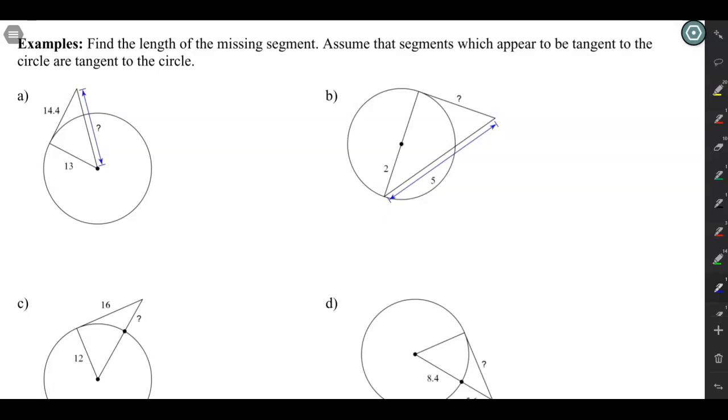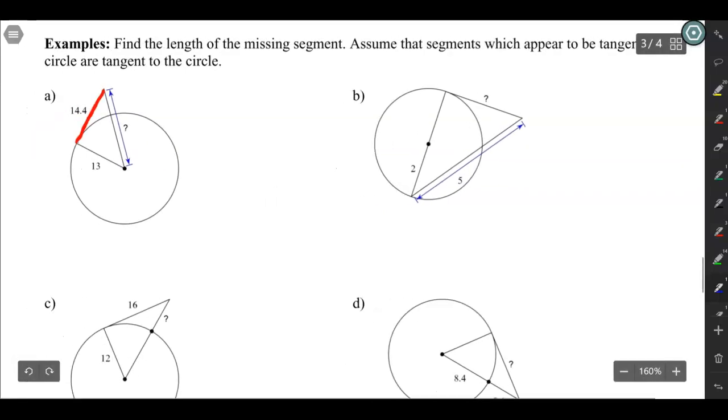So if you look at example A, this piece right here, this piece of the triangle, that looks like it's tangent to the circle. So we're going to assume that it is. So how are we going to solve for this missing side length? It's actually not too hard.